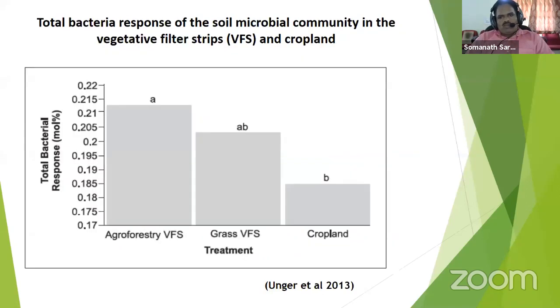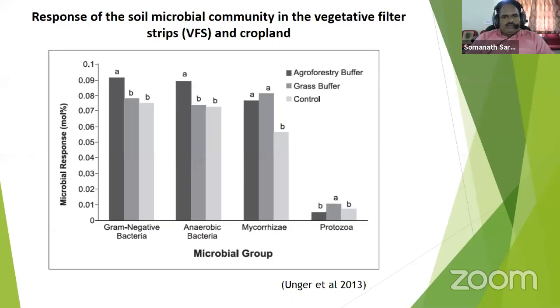Total bacterial response of the soil microbial community is compared across agroforestry, grass and vegetative filter strips, and croplands. Agroforestry has the highest values for total bacterial responses in the soils of that system, with a significant difference as compared to cropland. In case of agroforestry buffers, grass buffer and control, gram negative bacteria and anaerobic bacteria have the highest microbial responses in agroforestry buffers, while mycorrhizae and protozoa microbial groups have higher values of microbial responses in grass buffers as compared to agroforestry.